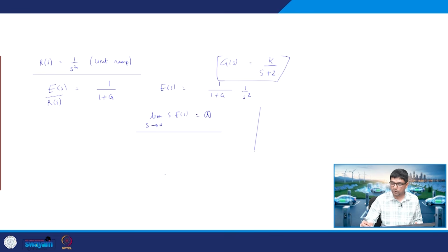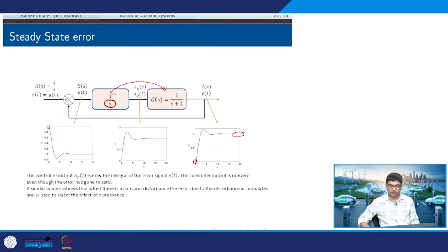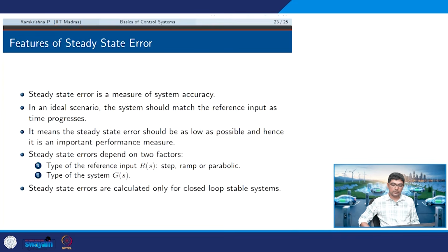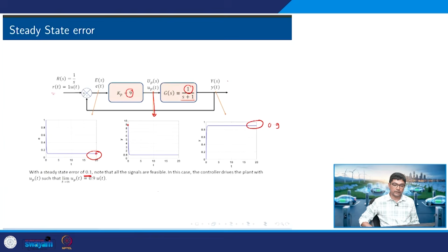If I just draw, this is how my unit ramp will look like, and my system will be such that the error just keeps on going unbounded like this. The error just increases with time and becomes infinity. Okay. So, to summarize, there are different kinds of signals that I would look at here.